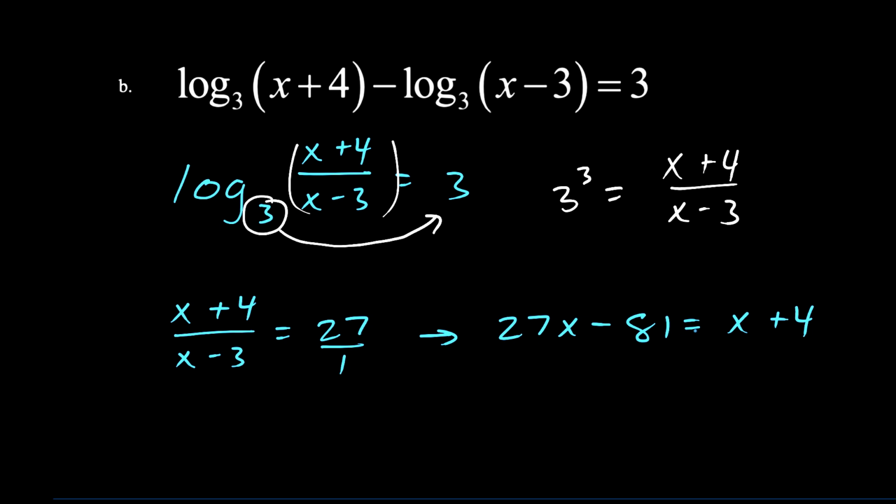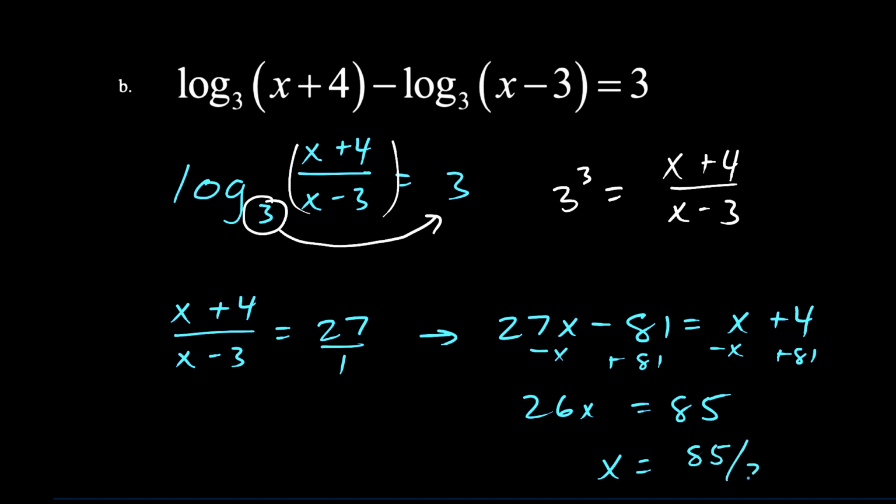So we're just solving a linear equation. We'll subtract x from each side and have 26x. We'll add 81 to both sides. We'll have equals 85. So our final answer is simply 85 over 26.